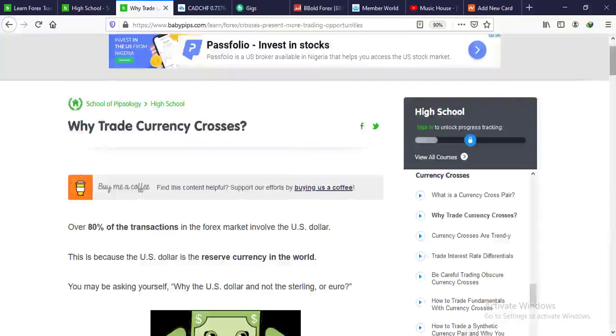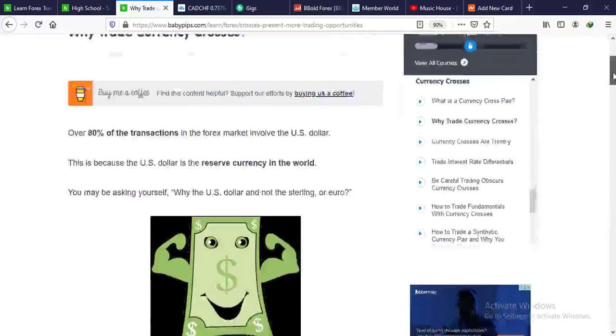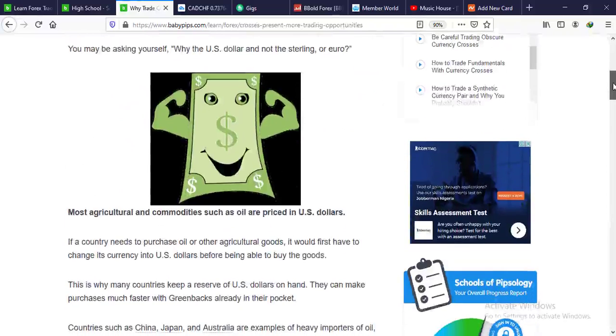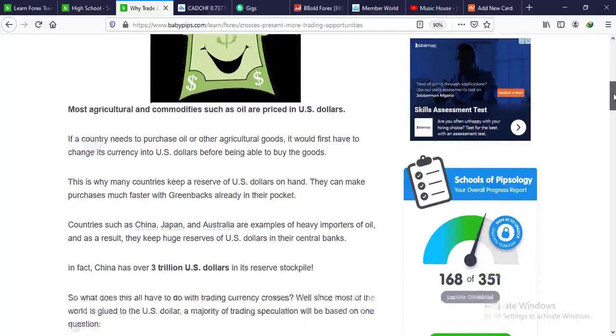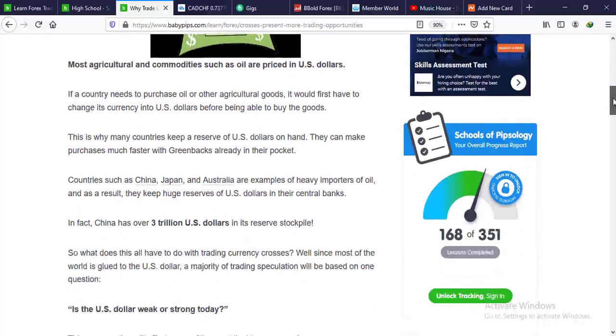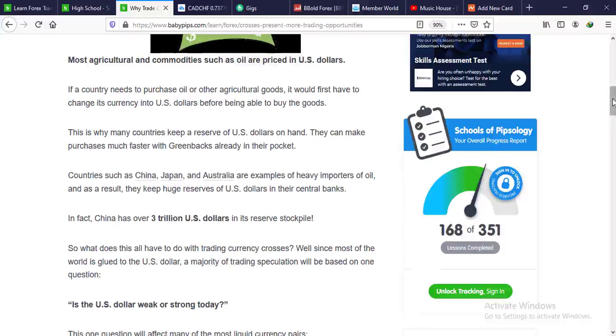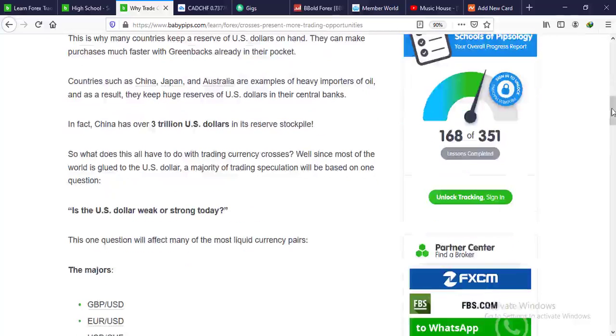Over 80% of the transactions in the forex market involve the US dollar, because the US dollar is the reserve currency. Most agricultural products and commodities such as oil are priced in the US dollar, and that makes the US dollar the reserve currency, and many countries have to use the US dollar in order to execute their trade. For example, countries such as China, Japan, and Australia are heavy importers of oil, and as a result they keep huge reserves of US dollars in their central banks. In fact, China alone has 3 trillion US dollars in stockpile.